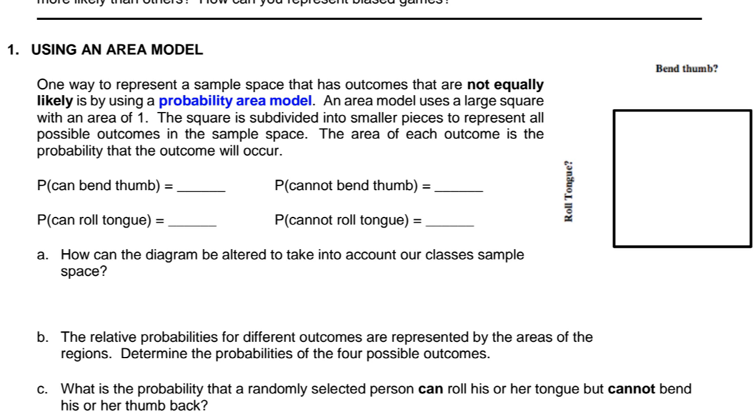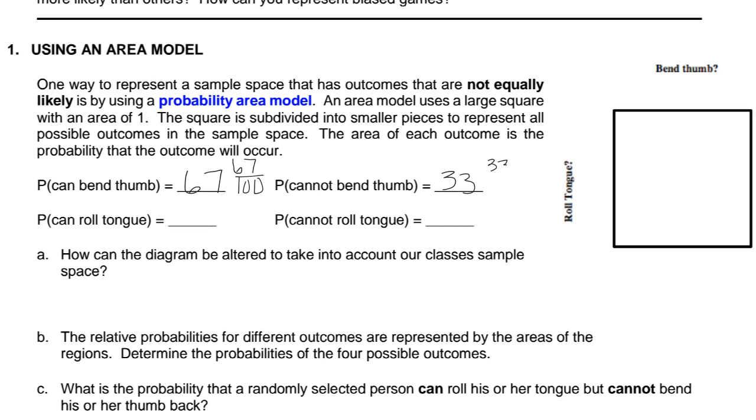Let's just say, for example, that the probability that a student in the class can bend their thumb is 67%. So up here we can put 67, and we can write that as a fraction, 67 out of 100. That means that if 67% can bend their thumb, then what's 100 minus 67? 33. That means 33% cannot bend their thumb.